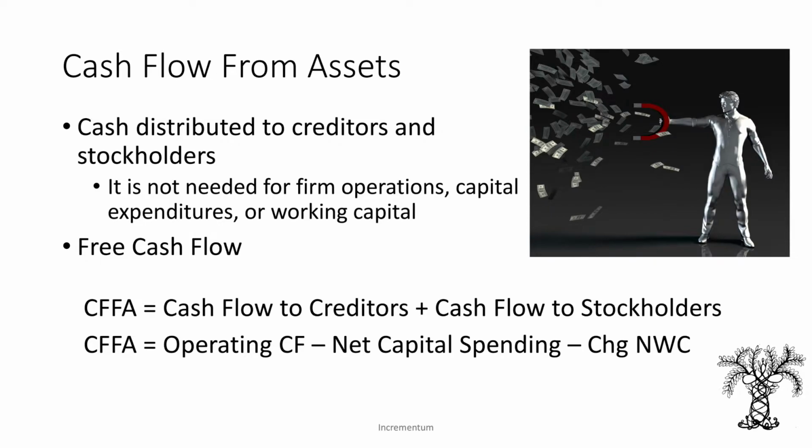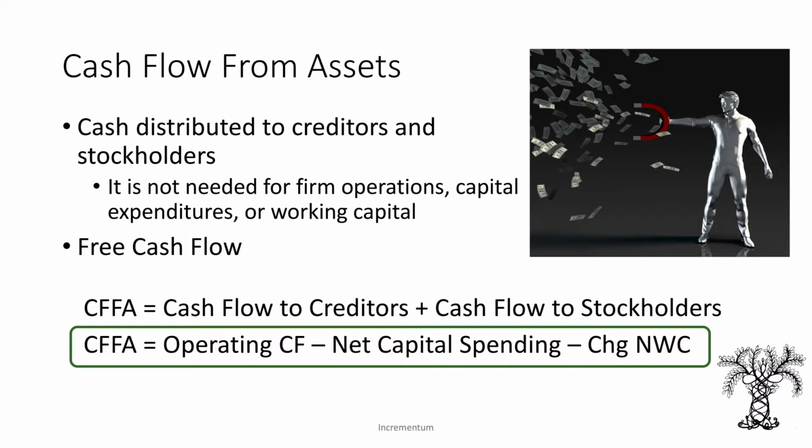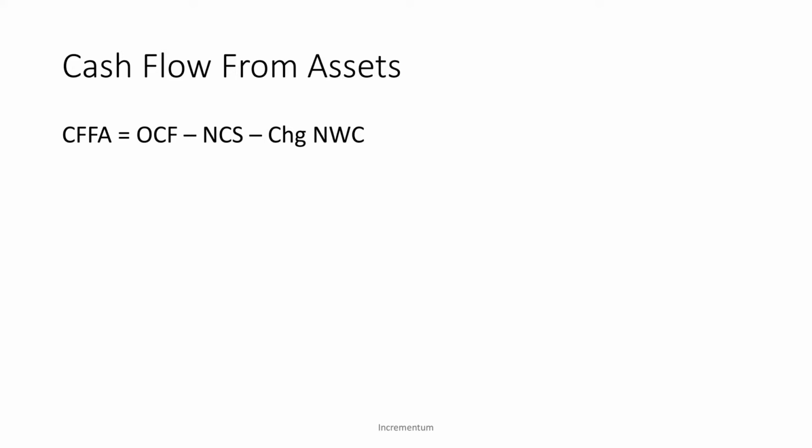Now we're going to focus on the second equation. Cash flow from assets is operating cash flow minus net capital spending minus change in net working capital. So we've just rewritten that shorthand. CFFA, or cash flow from assets, is equal to OCF, operating cash flow, minus net capital spending, or NCS, minus change in net working capital, NWC.